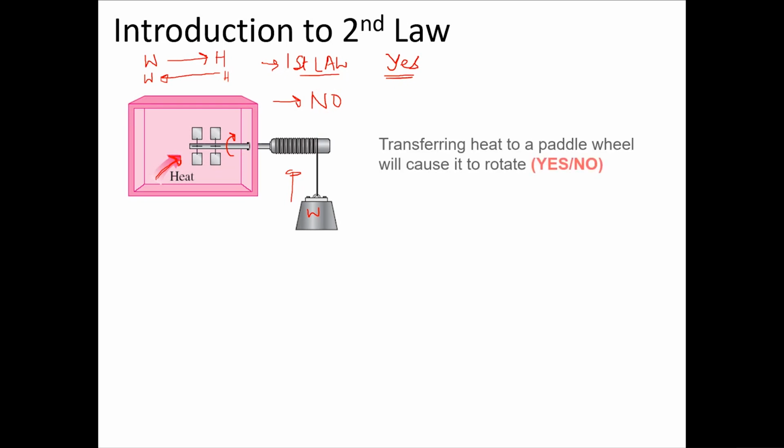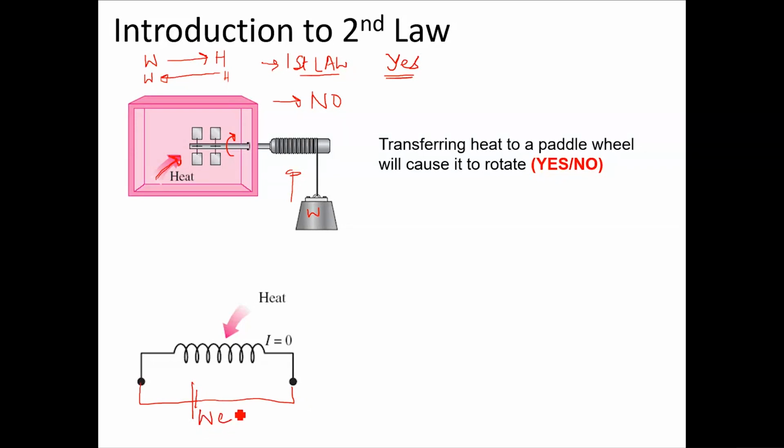In another example, you have a wire which is connected to a battery. This battery is generating electrical work. As a result of this electrical work, there would be heat generated in the system due to the resistance caused by the wire. Electrical work would result in the generation of heat.